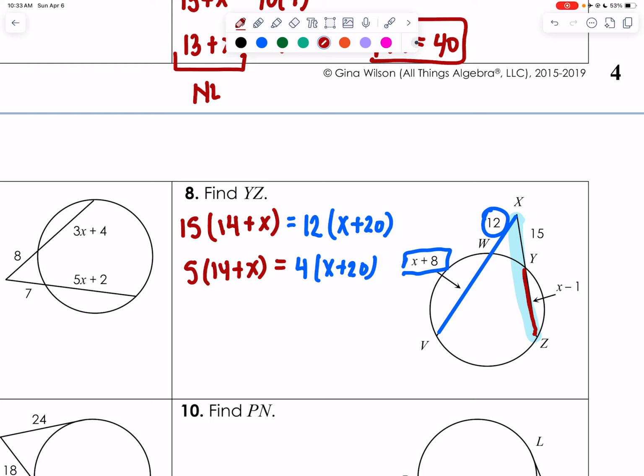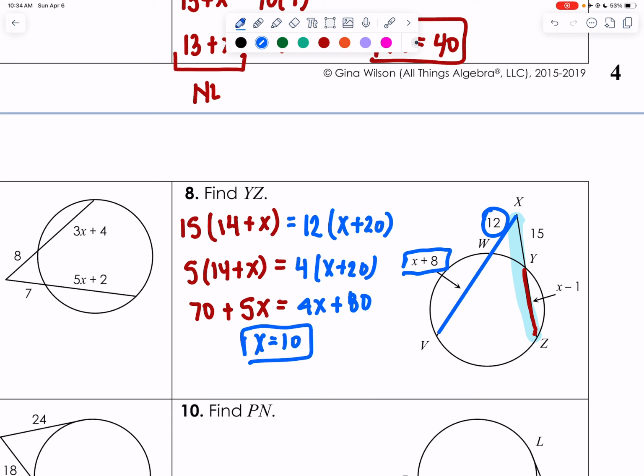So we could say that 5 times 14 is 70, plus 5x is equal to 4x plus 80. I subtract 4x and I subtract 70. X will give us 10.